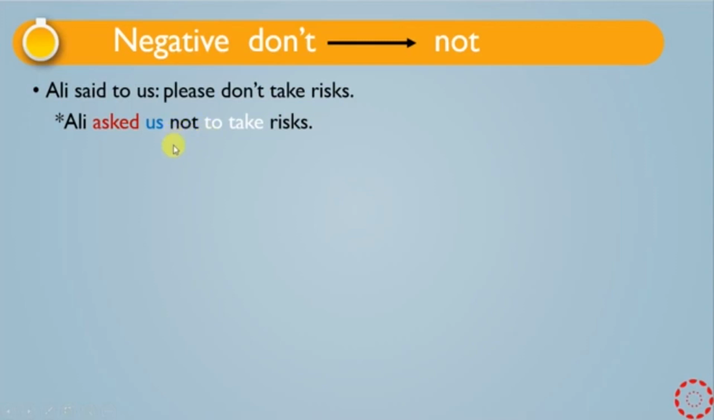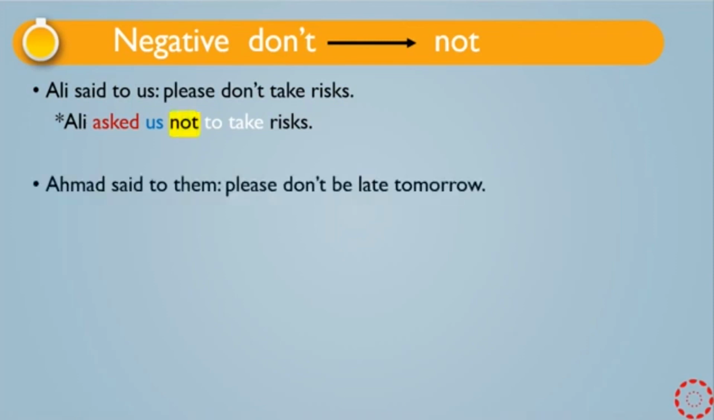So we will follow the same rule, the same procedure. We will just add not after the object, which is here us. After us we will just add not, and we follow the same procedure, which is that after not should be to take, or an infinitive. Ahmed said to them, "Please don't be late tomorrow." So it became what? Ahmed asked them not to be late tomorrow. So we will just add not after the object.